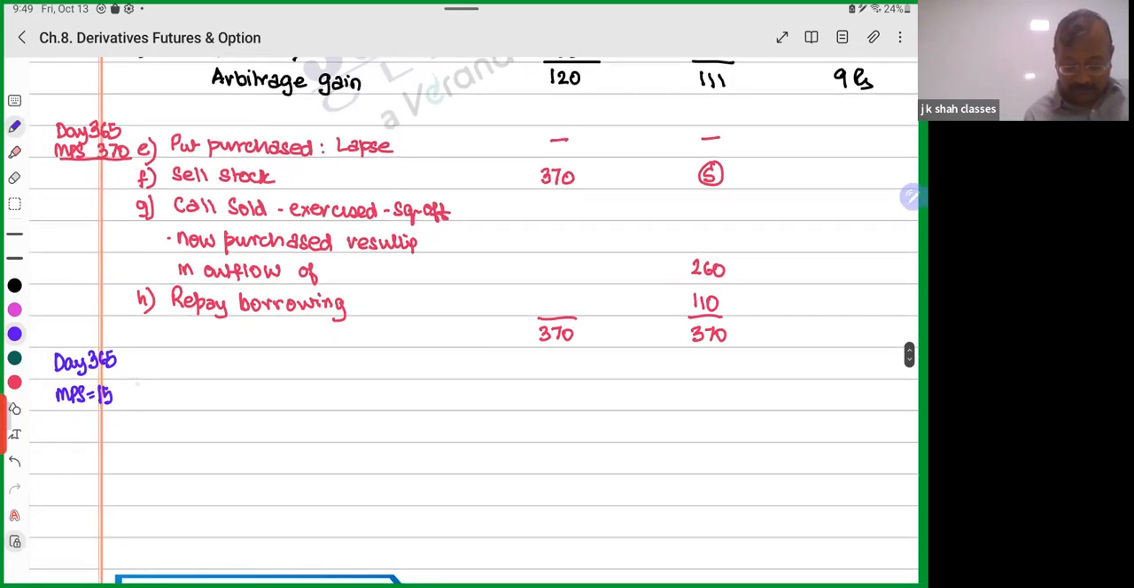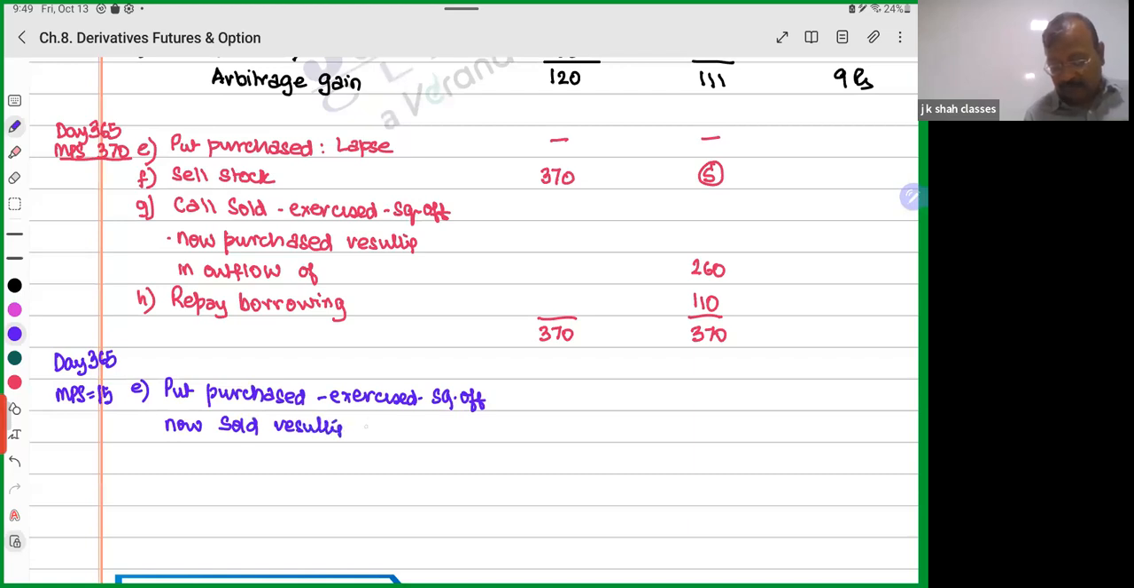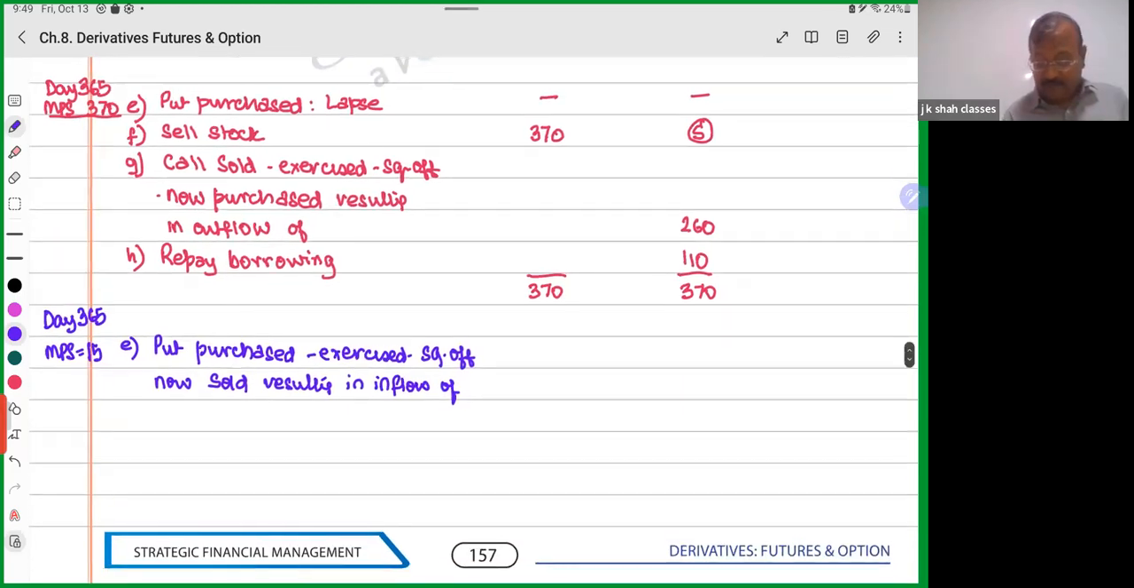So the put purchased is exercised, that is squared off, that is now sold, resulting in an inflow of how much? Intrinsic value, 95.